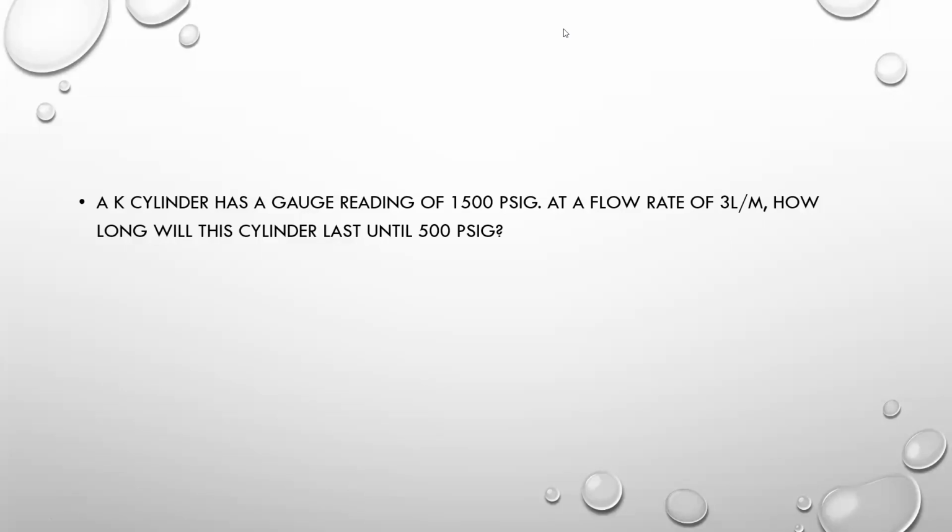So a little something different here. It's essentially the same question, and we're utilizing the same cylinder factor and the same formula. But we can see that it says we want to run the K cylinder with a gauge reading of 1500 psi at a flow rate of 3 liters per minute until it has 500 psi left. So now all you've got to do is take 1500 initially and subtract from that 500. So we know that we're looking for our duration for 1000 psi essentially. So take 1000 and plug that into your formula, and divide that by 3 liters.